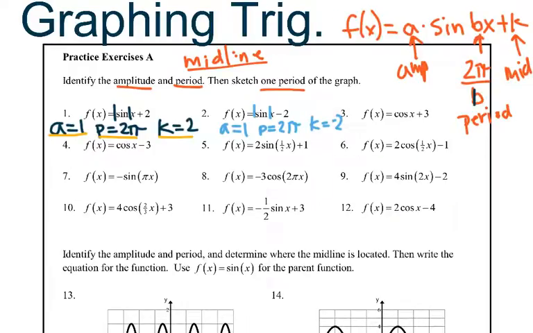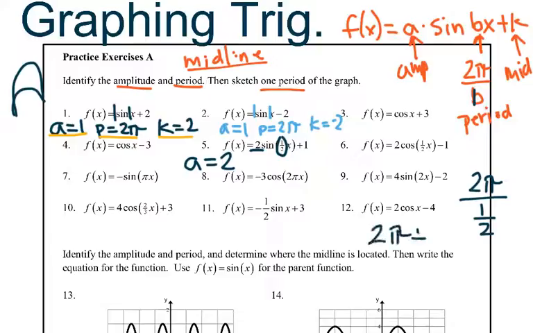So let's jump down to 5. Now 5 is going to throw us off because now we have an amplitude of 2. So that means instead of going up 1, they're going to go up a little higher. Okay? I also have a b of 1/2. So for my period, I go 2 pi divided by 1/2, which remember we can't divide by a fraction, so we instead multiply by its reciprocal. So I get 4 pi. Okay? So my period is now 4 pi. And my k, my midline shift, is 1.